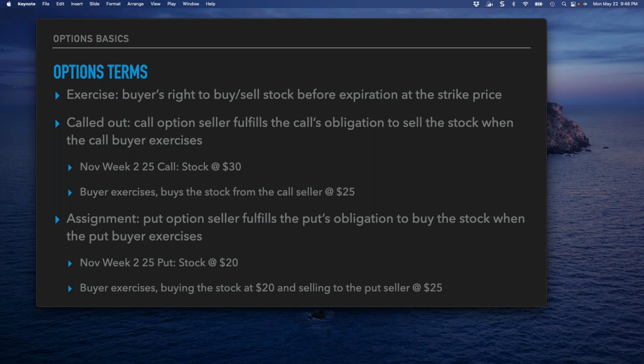Let's suppose that instead of a November 25 call, the buyer bought a November week 2 $25 put. If the stock is trading at $20 before the second Friday of November, the buyer of the put option can decide to exercise her put. That means that she'll buy the stock at the market's current price of $20 and then sell the stock to the put option seller at $25. She gets to keep the difference between $25 and $20, while the put seller owns the stock at a purchase price of $25.